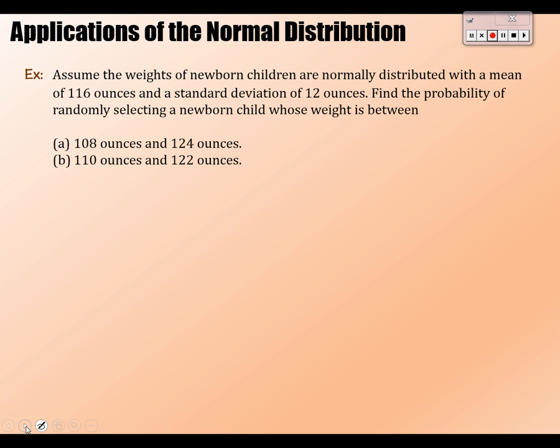Assume the weights of newborn children are normally distributed with a mean of 116 ounces and standard deviation of 12 ounces. Find the probability of randomly selecting a newborn child whose weight is between A, 108 ounces and 174 ounces, and B, 110 ounces and 135 ounces.